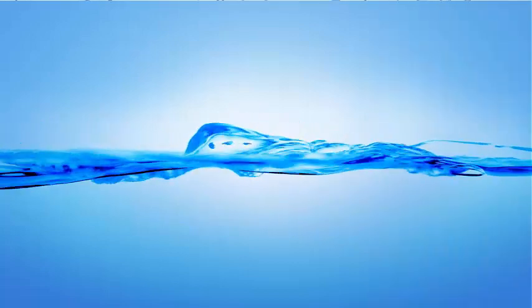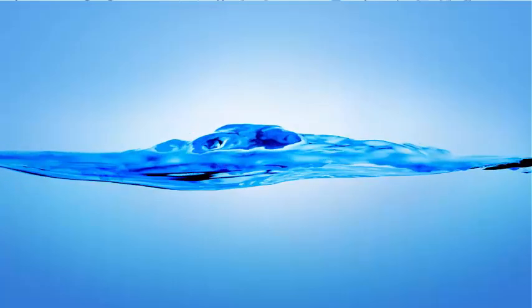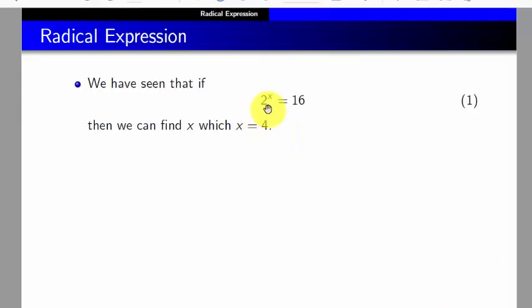So far we know how to solve equations like 2 to the power x equals 16, and we try to write this 16 as the base of 2. How do we do that? We write it as 2 to the power 4, then the bases become the same. From here x is equal to 4.